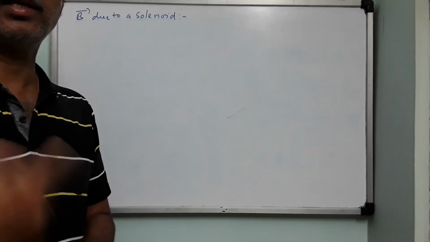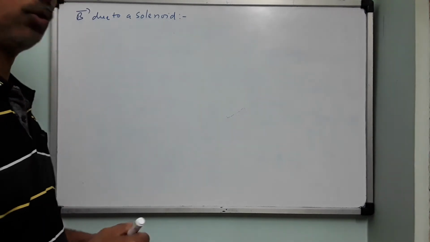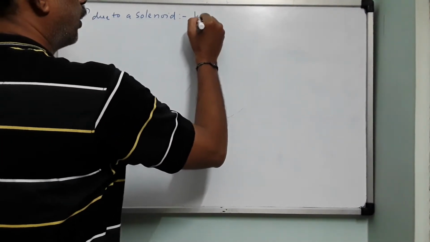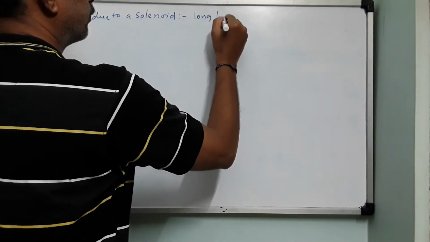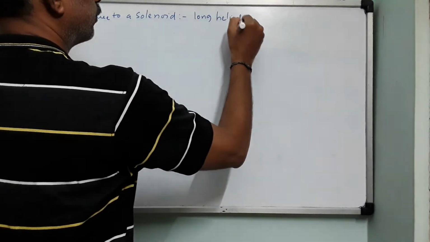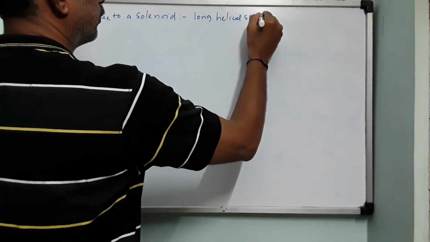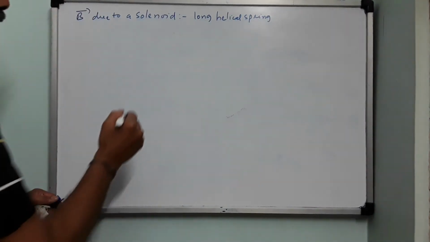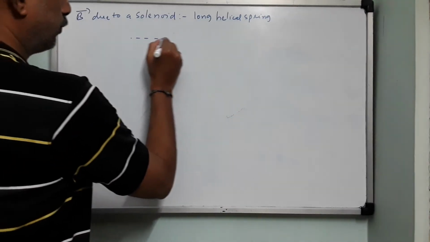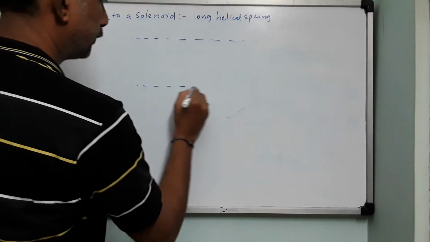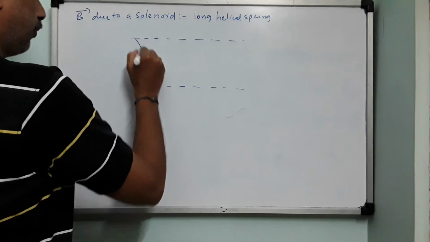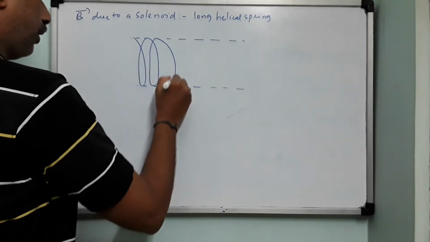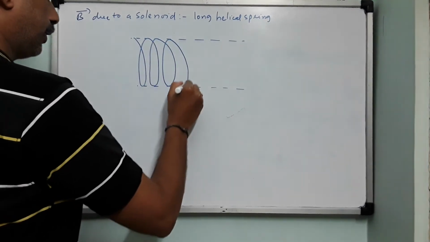Such a helical spring is known as what? Solenoid. Solenoid is nothing but what? Helical spring, long helical spring. How does it look like? It's like this. Suppose if these are the borders, then it should touch completely up and then turn.